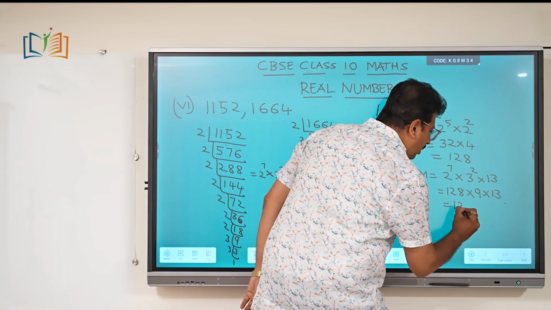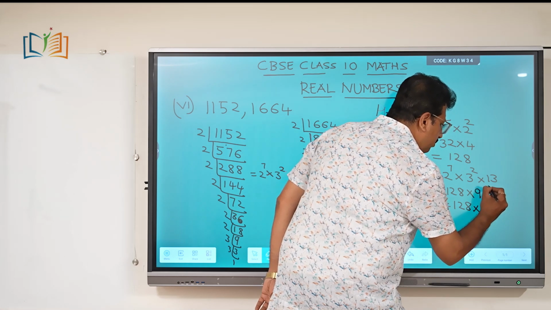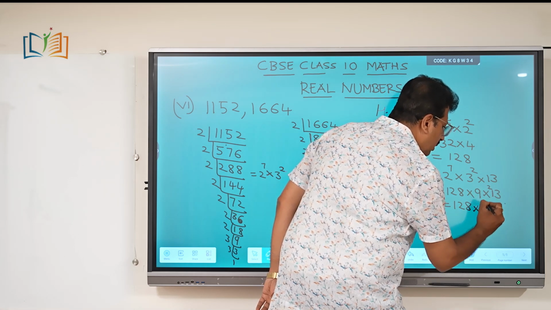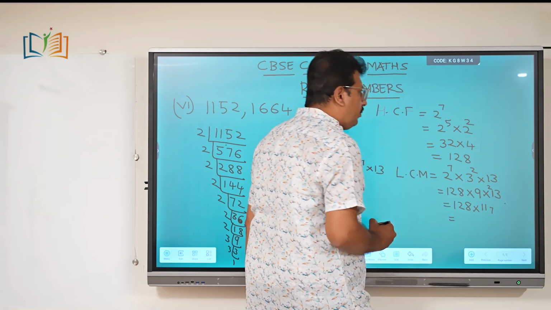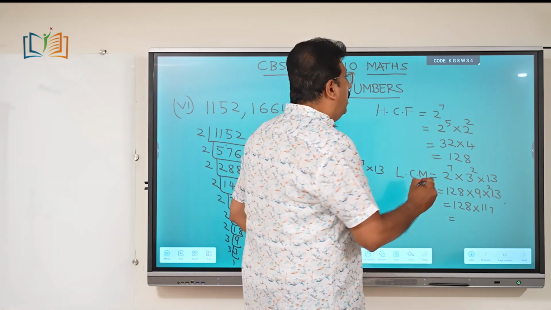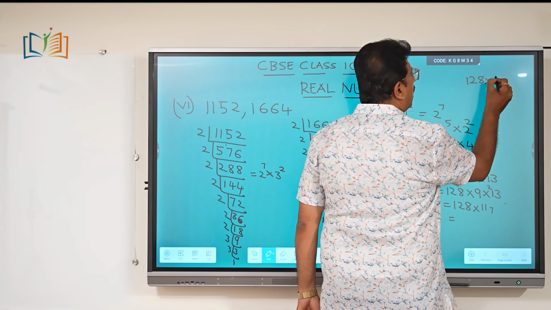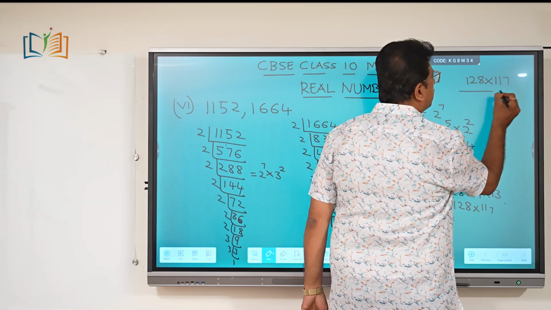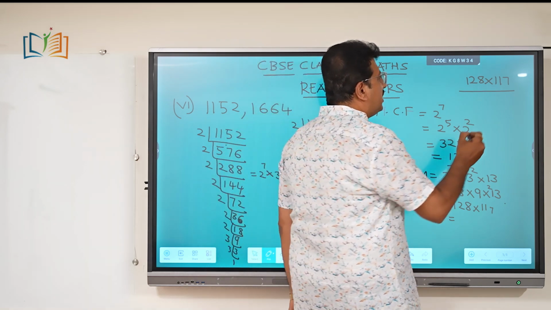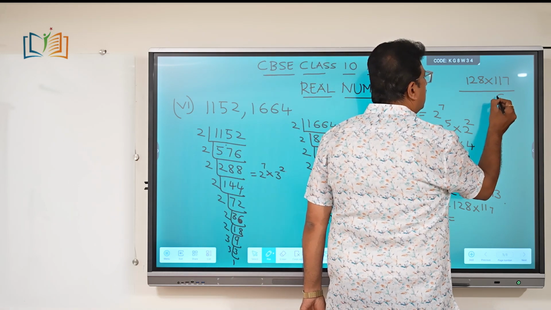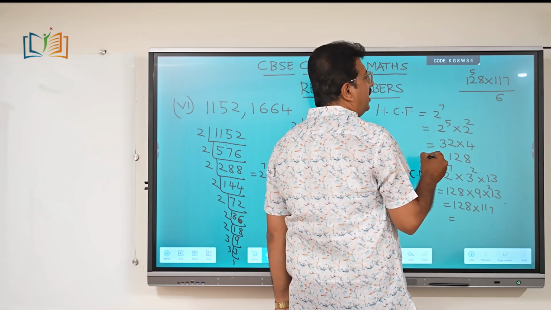So let me multiply 9 into 13. 9 3s are 27, 9 ones are 9 plus 2, 117. So now let us multiply 128 into 117. Let us multiply these two numbers here. So 7 8s are 56. 7 2s are 14, 15, 16, 17, 18, 19.